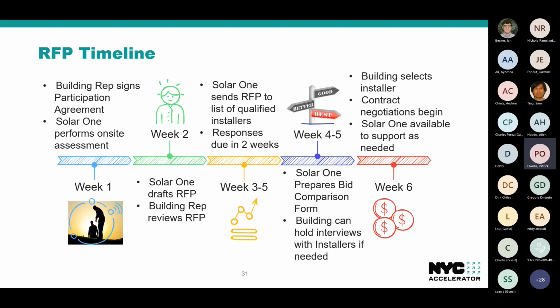In week 6, the building selects the installer after looking at the form, and contract negotiations begin. If there's anything in the form we talked about in weeks 4 to 5 that you had questions about before signing a contract with the installer, this is the pivotal moment where you address all those concerns before agreeing to a solar installation with that company. And we'll always be around beyond these 6 weeks to provide solar support if needed.